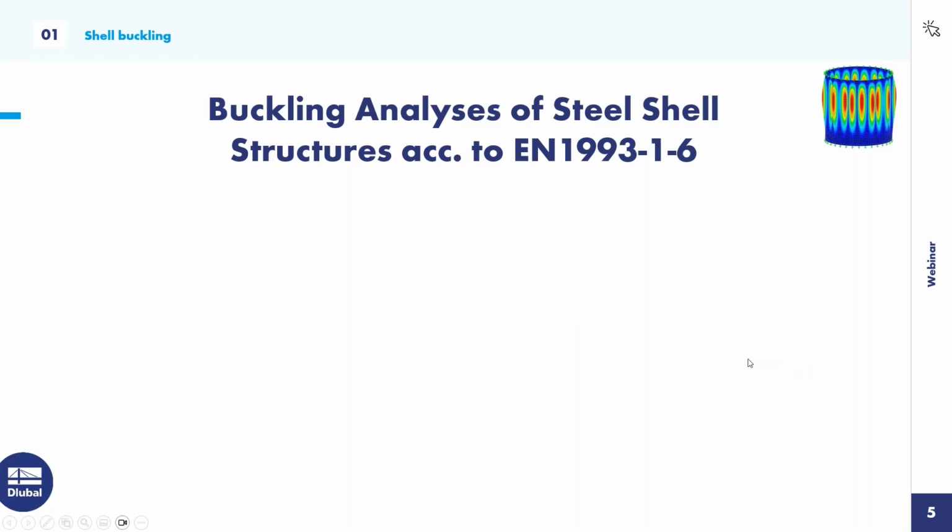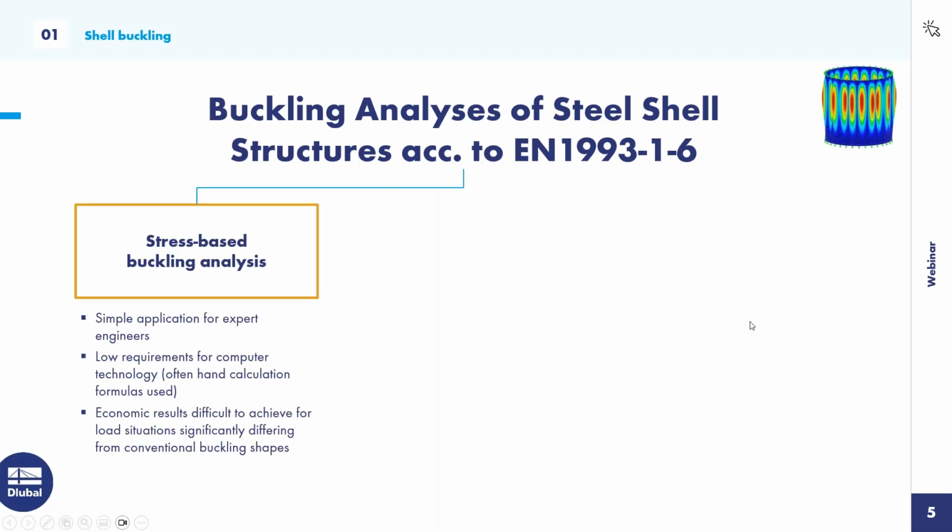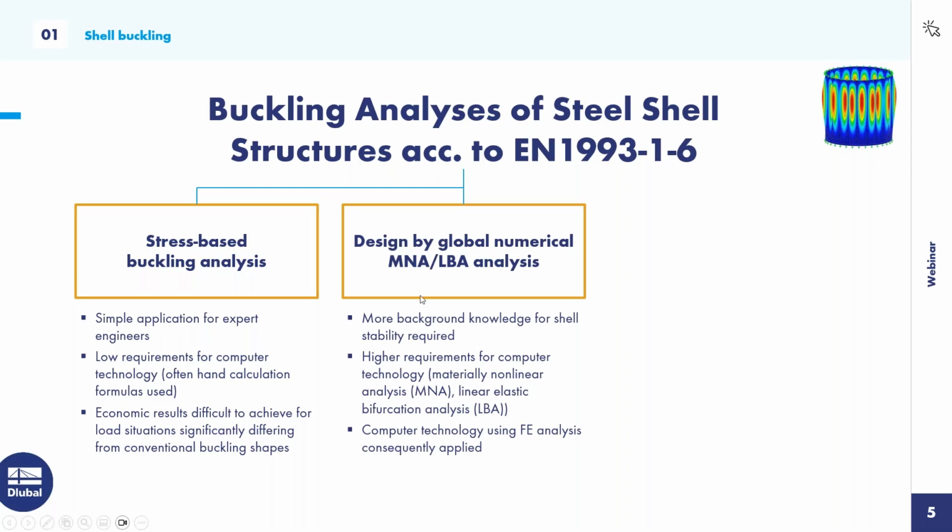Okay, at first, a short overview about buckling analysis of shells. There are different possibilities. First possibility is the stress-based buckling analysis. A simple application, often done by hand calculations. But it's quite difficult to achieve economic results. So the second possibility is the design by global numerical MNA and LBA analysis. That's what we do today.